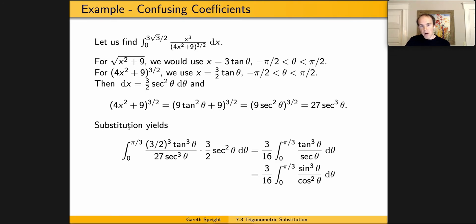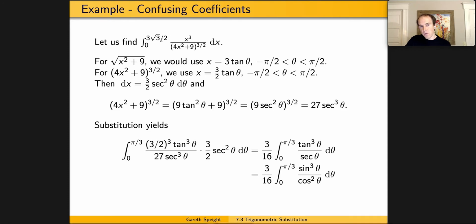So how do the limits come about? Well, we look at x equals 3 tangent theta. And okay, the x limit before was x equals 0 on the bottom. So we have to work out what is the value of theta when x equals 0. So 0 equals 3 tangent of theta. Tangent of theta equals 0. Okay, we're going to have theta equals 0.